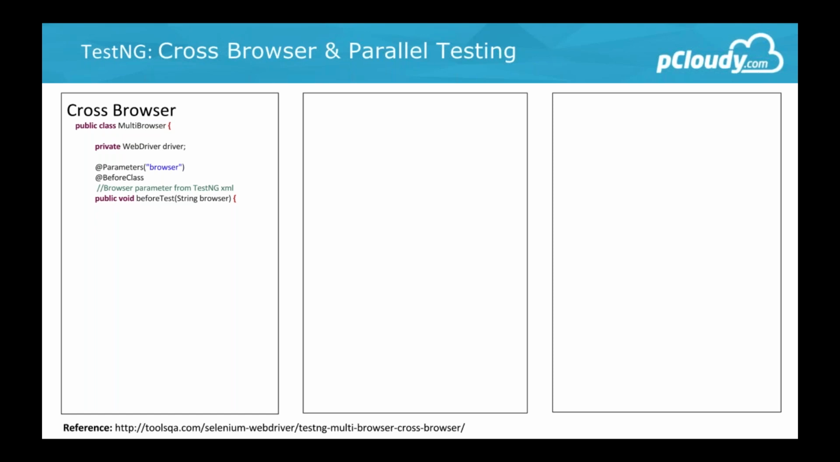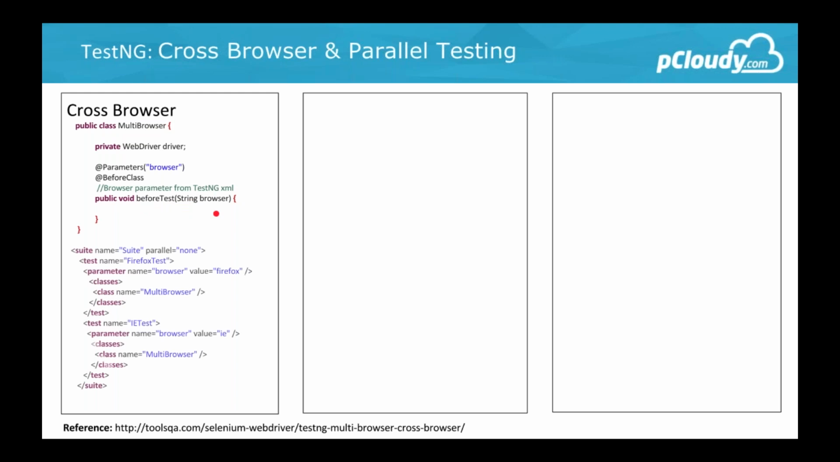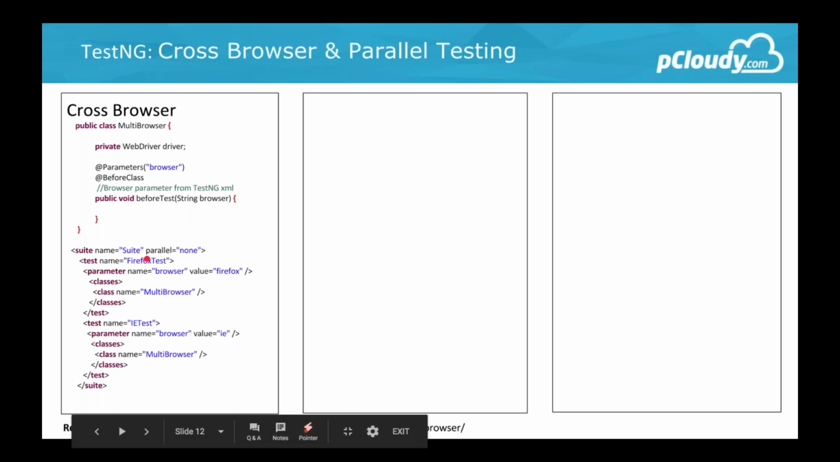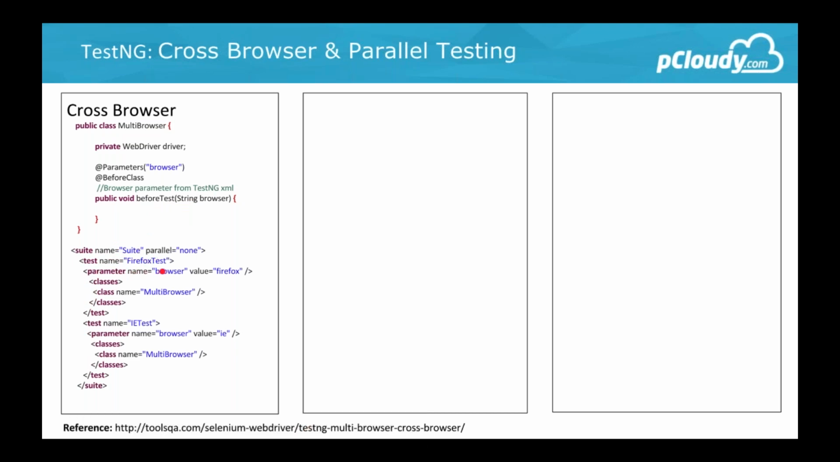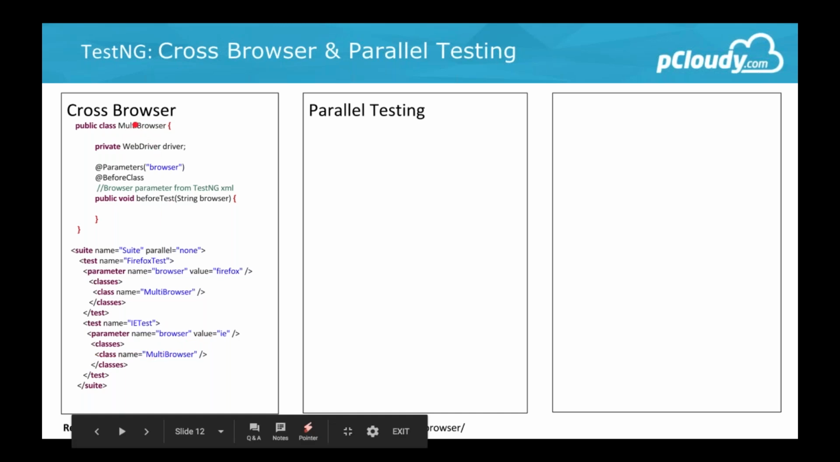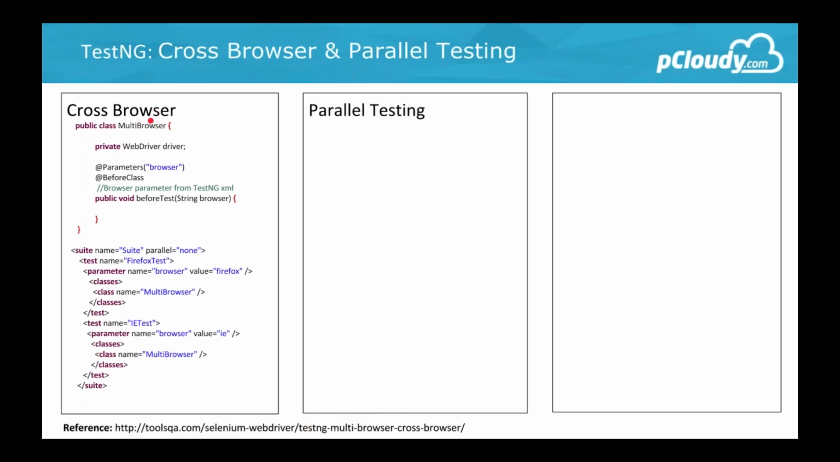Okay, so cross-browser is like whatever I have mentioned. I can expect a browser name in before test, and in the XML I can say, okay, there's one suite and there are two tests. One test is Firefox test, where the parameter name is browser, the value will be Firefox, the class is multi-browser, and there will be one more test which is IE test. Here the parameter name browser will be IE and the class name is the same, multi-browser. So the same class will be executed two times, one for the TestNG test named Firefox test, and second for the TestNG test named IE test.